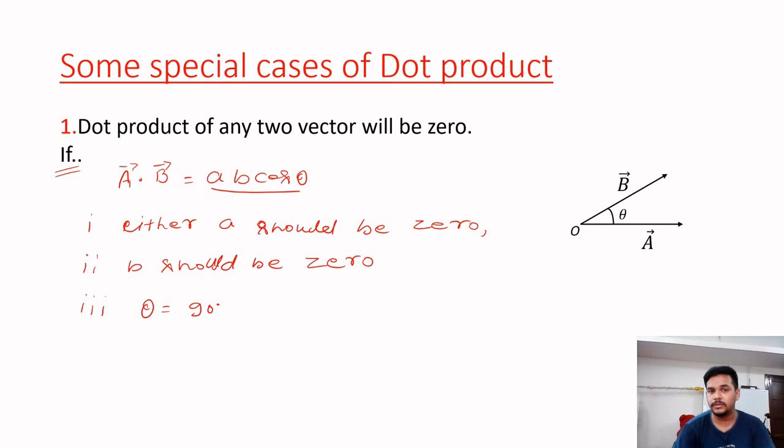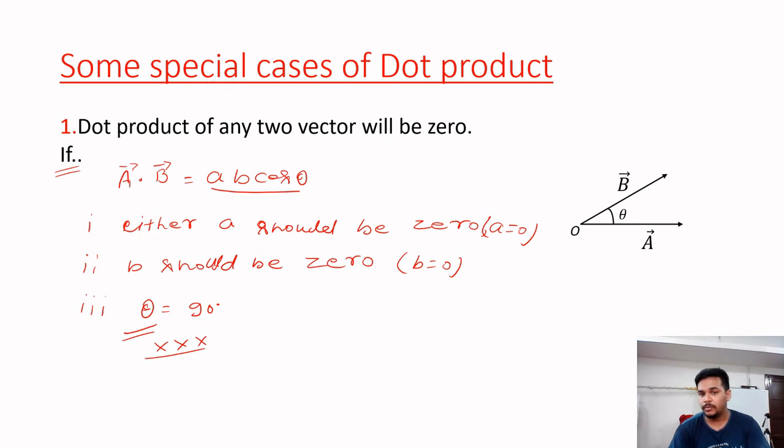First case means either A should be 0. If A becomes 0, this A will become a null vector. Or B should be 0, this B itself should be 0. In that case also, the product will become 0. Means either A should be a null vector or B should be a null vector, or, this is very important, triple star point, the angle between them should be 90 degrees.